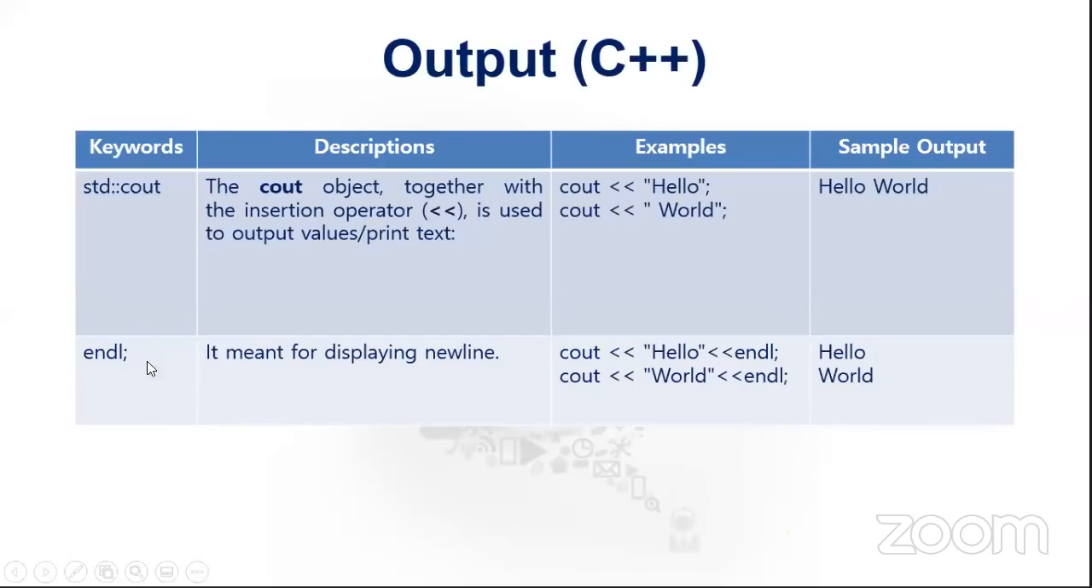Now, in the second example here, we make use of the endl keyword, endl semicolon. This is a new line. Basically, it means new line. So here, when you have an endl, you will move to the next line. Then it will display the word hello. So the word hello will display in two separate lines.